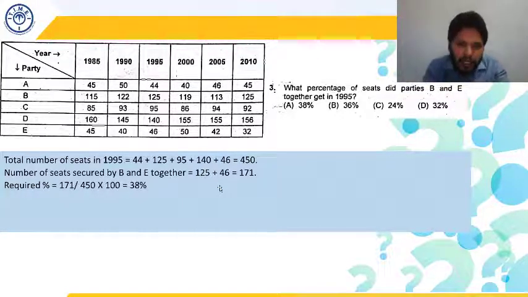But if we do it like this, by using the approximation method, by using the 10%, 1% concept, then our calculation is going to be a little bit easier for us. So the answer here is 171 upon 450 into 100, which comes out to be 38%. If you do it directly also, you'll be getting the same answer there also. Okay, let's move on to the next question.